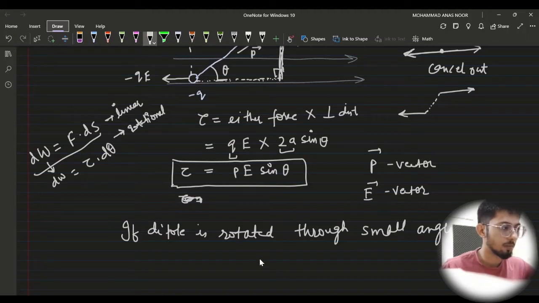So the small work done in rotating by this small angle d theta is torque multiplied by d theta. And we have just found the value of torque. We can replace it with PE sine theta. So PE sine theta d theta, this is dw.